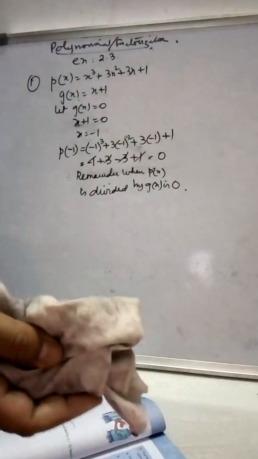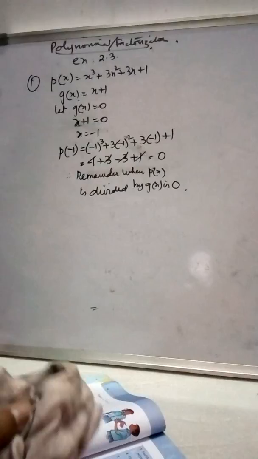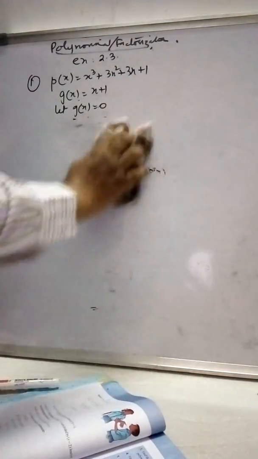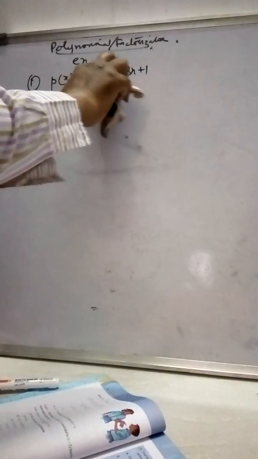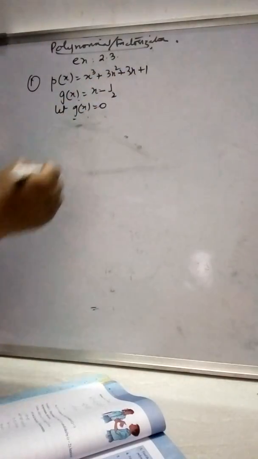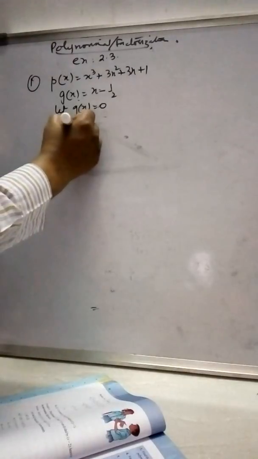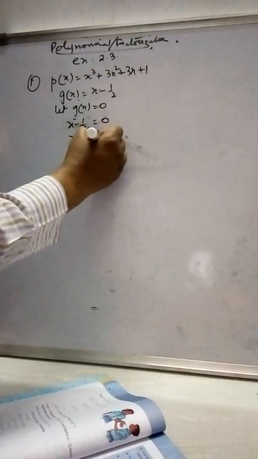The second problem, I'll show you, is x minus 1 by 2, where g of x is x minus 1 by 2. So here you see x minus 1 by 2. So I'm supposing g of x is equal to 0, so we will have x minus 1 by 2 equals 0, x is equal to 1 by 2.